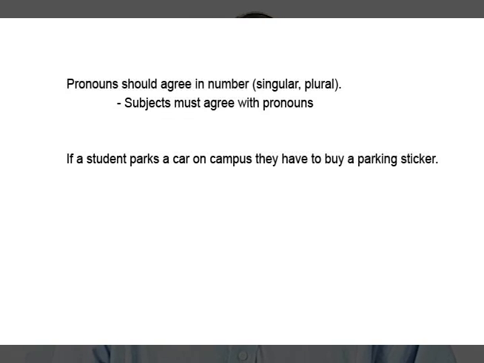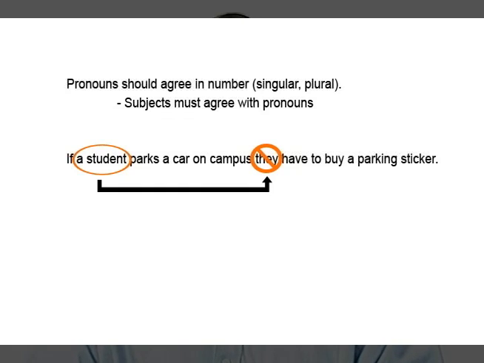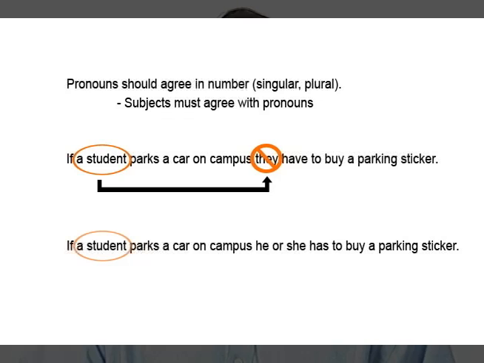It should be, if a student, which is singular, then the pronoun has to refer back to that singular student, one single student. It shouldn't be they because that's a plural. The pronoun needs to be he or she. So the corrected version would be, if a student parks a car on campus, then he or she has to buy a parking sticker. So it's one of those ones that sounds good to the ear and you can skip over it real easy if you're not careful. So be aware that your subject and your pronouns also have to agree.